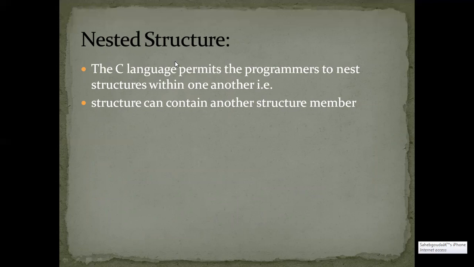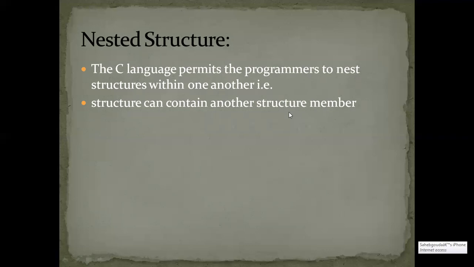Move on to the next concept, that is nested structure. We have seen nested looping statements; it is almost similar. Nested structure means the C language permits programmers to nest structures within one another. In a looping statement, within one loop there will again be an if, again an if else. Similarly, within one structure we'll have one more structure. The structure can contain another structure as a member.